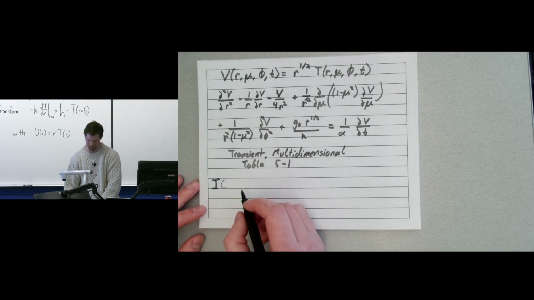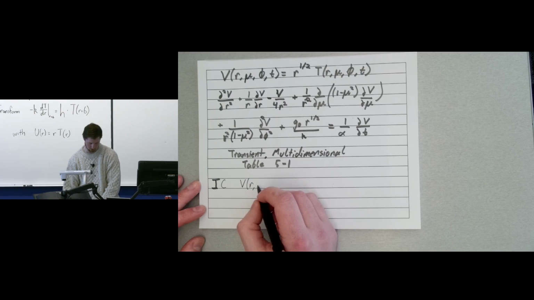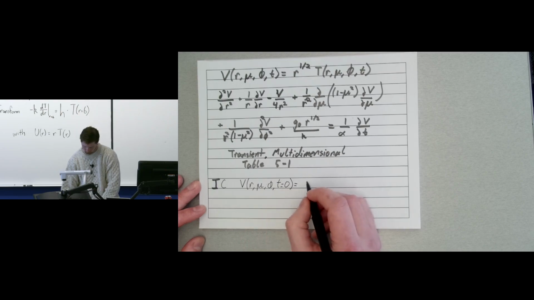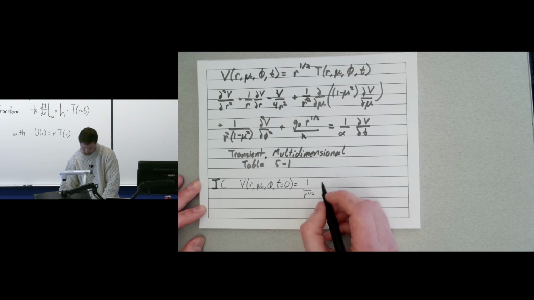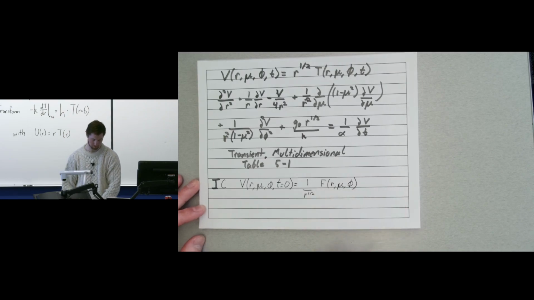We'll need to carry out the substitution in the initial condition as well as the boundary conditions. But if we're doing this generically, we're not going to have those. So V of R, mu, phi, and time equal to 0 is going to be equal to 1 over the square root of R times our initial condition, if that's F in R, mu, and phi.